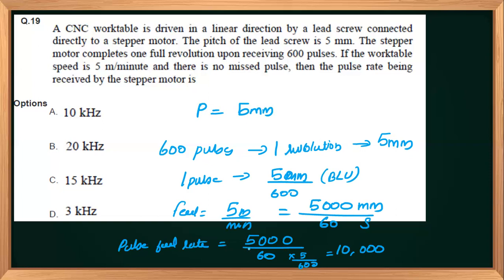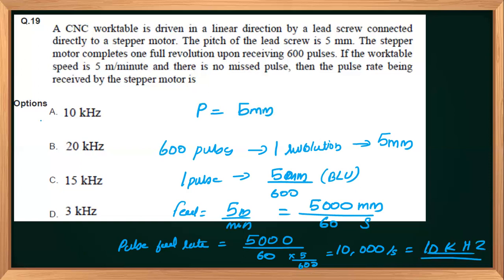10,000 pulses we have to feed. That means we have to input that to get a motion, a linear speed of 5 meters per minute. So this is actually what is asked. So this will be per second, which is nothing but hertz. So this will be 10 kilohertz.